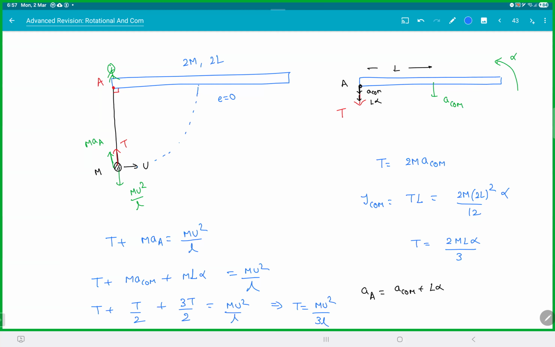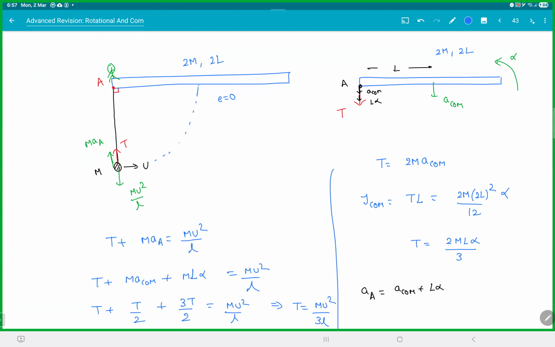Clear with this? Mass of the rod is 2m. Be careful, maybe you're using m somewhere and 2m somewhere. Check the calculations. I could have messed up the calculations also. But is the concept clear, everyone?